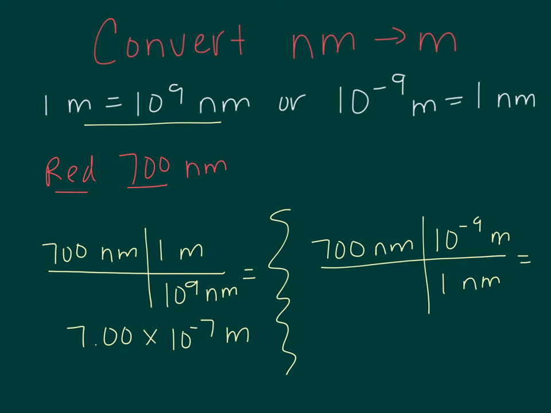Some people prefer to use this conversion factor over here. Like I said, either one is fine to use. Just notice you're again going to put your given here. Here's your conversion factor. We said that 10 to the negative 9th meters was equal to 1 nanometer, and you should again come up with the same value, 7.00 times 10 to the negative 7th meters. So it shouldn't matter which conversion factor you use. Hopefully you're seeing that they're equivalent to each other.